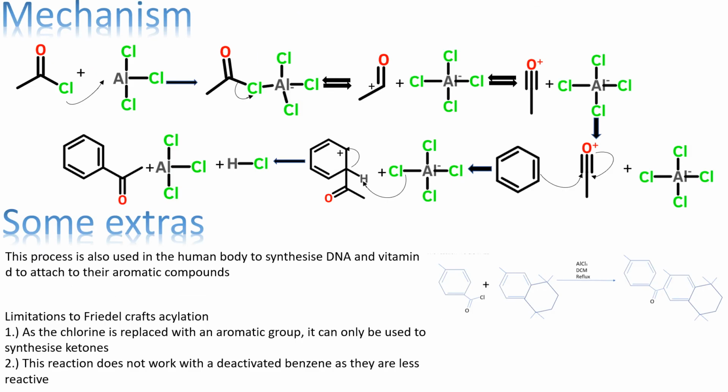I'm going to talk about the mechanism. The first thing that happens is the departure of the chlorine from the acyl chloride, which forms AlCl4- and an acylium ion, which is a stable carbocation.